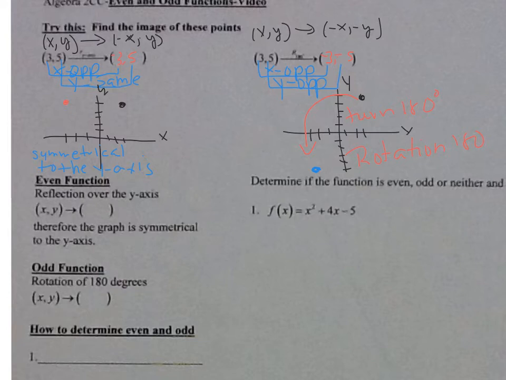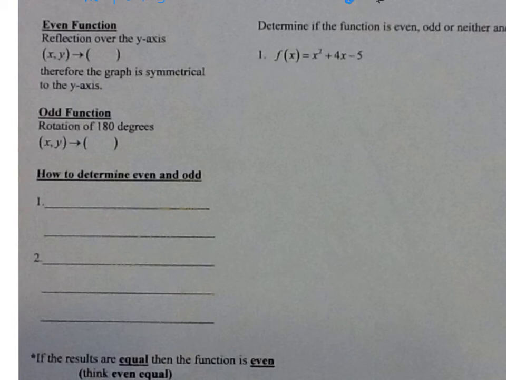Okay, so over here, just some quick notes. We have an even function, which is a reflection over the y-axis. So the rule is (x, y) becomes (negative x, y). And therefore, the graph is symmetrical to the y-axis. And then we have our odd function. Our odd function is the rotation of 180 degrees. So (x, y) becomes (negative x, negative y).